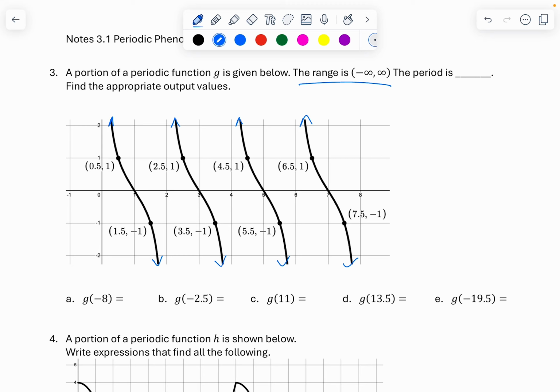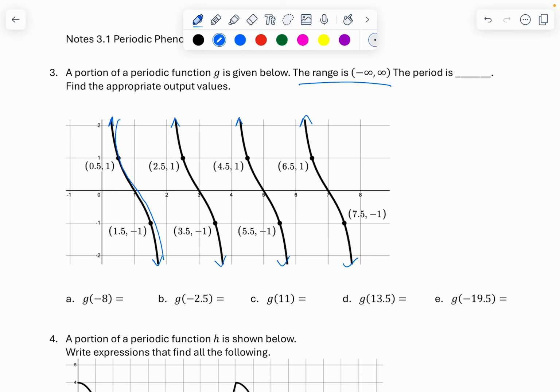Okay, so looking at this, they've given us a portion of this periodic function. I see this little pattern right here, and if I pick this up, I can shift this, and it's matching all these other ones, and so there would be one here. So we have all of these little guys, and so there's a piece of the periodic function.